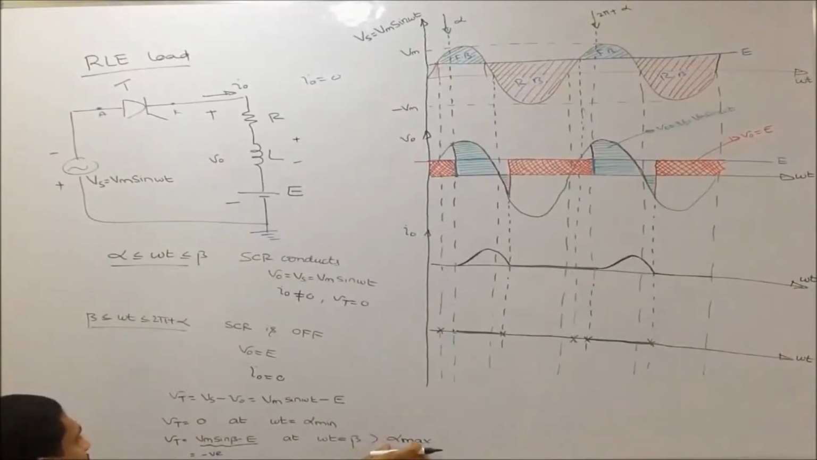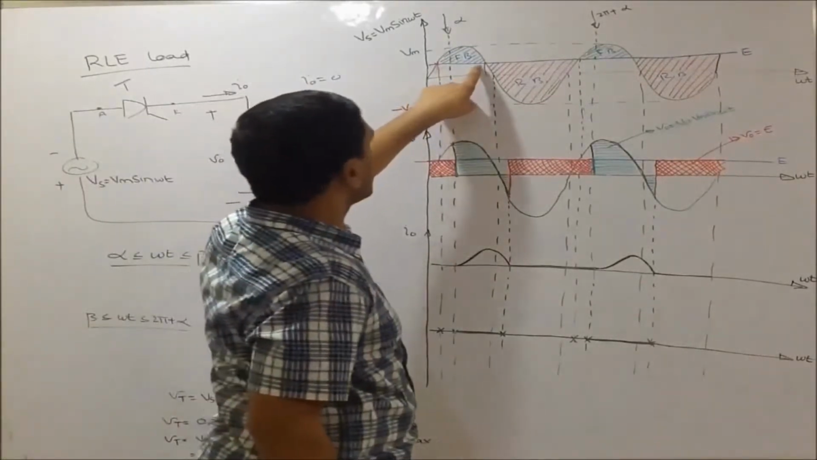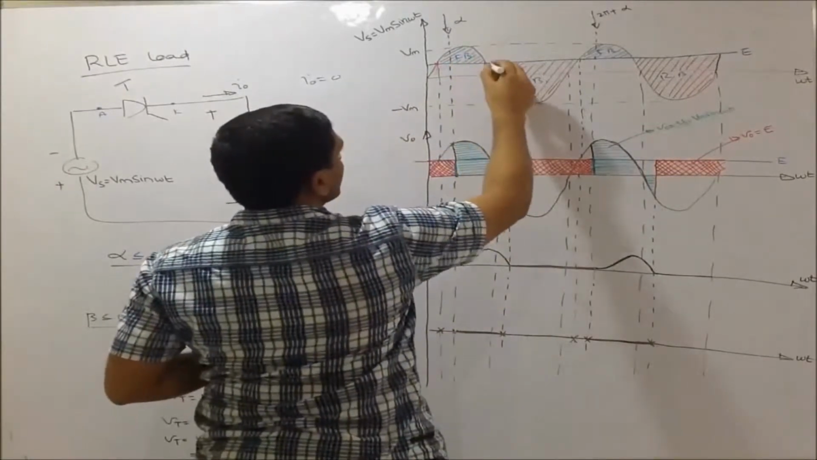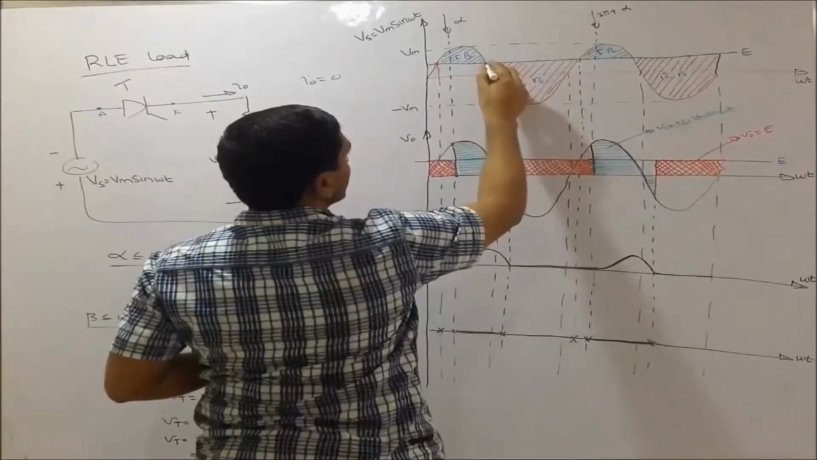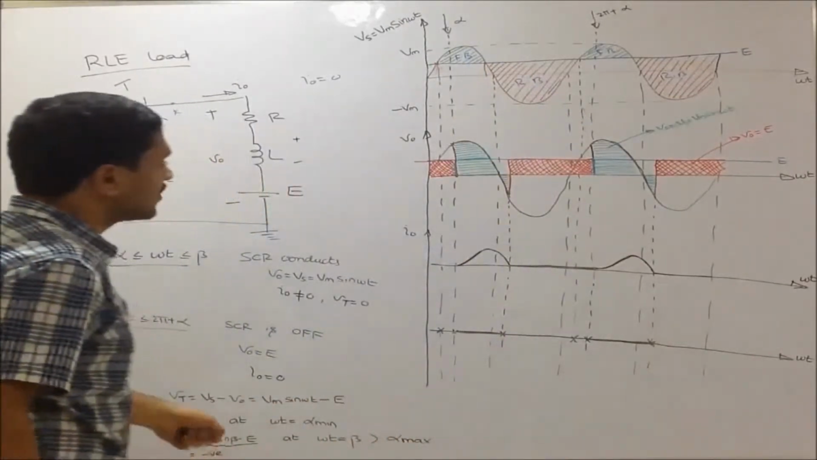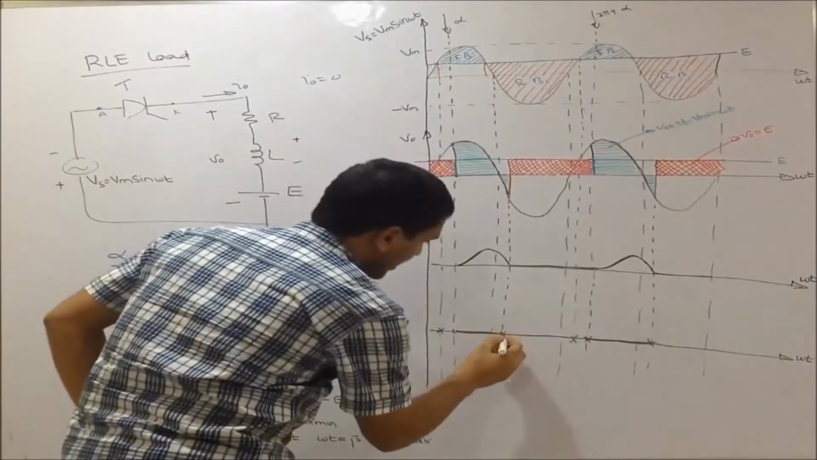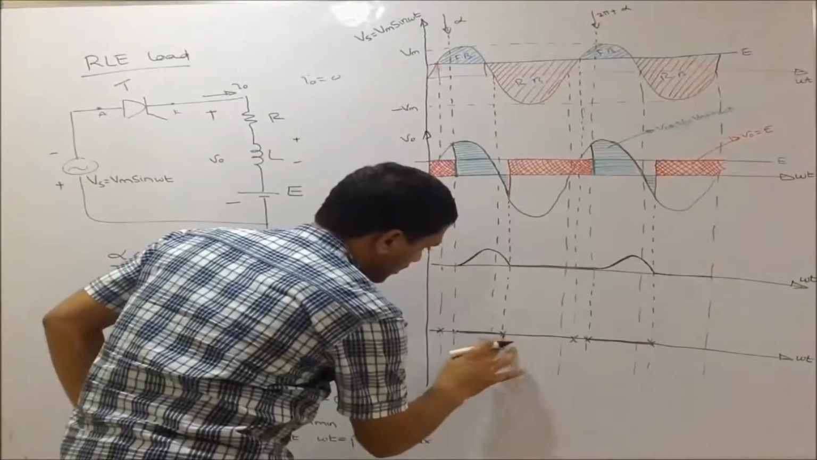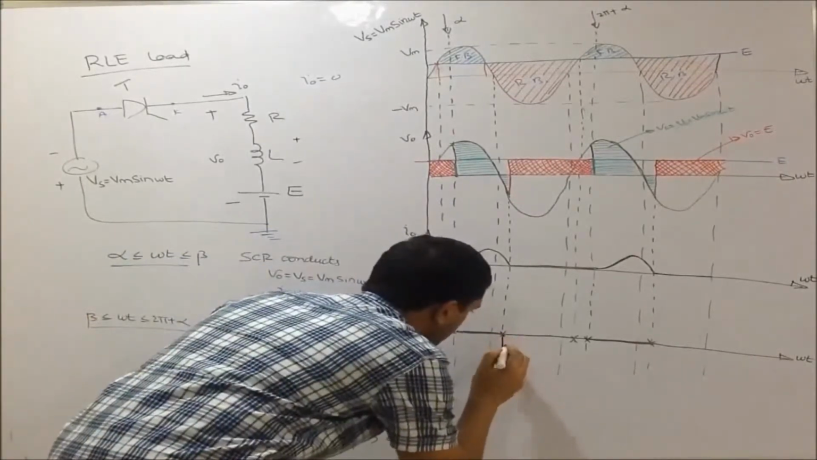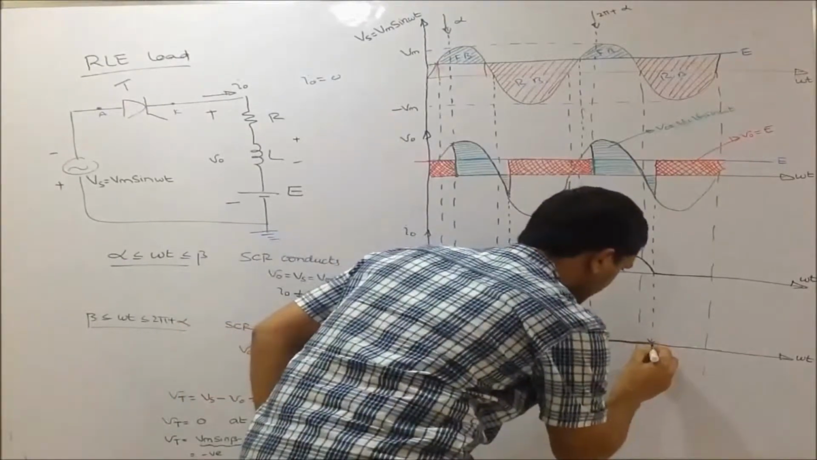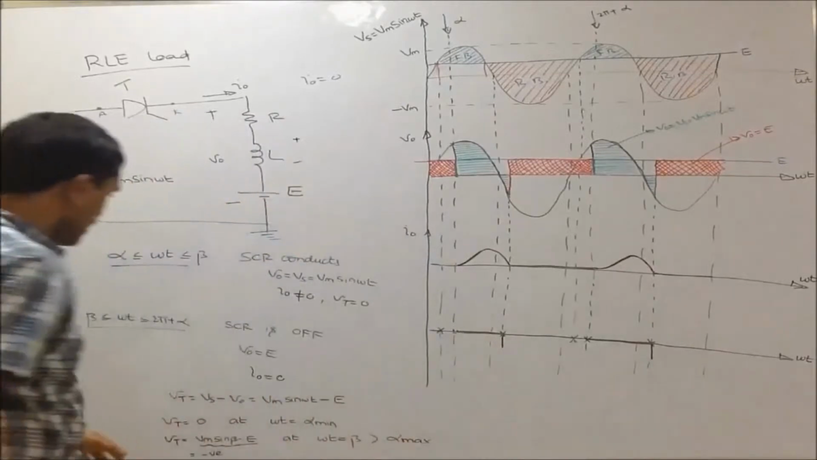But beta is greater than alpha max. At alpha max, Vm into sin omega t becomes E. If omega t is greater than alpha max, then what happens? The sine wave is coming below the E value, so this expression becomes negative. So the moment it is turned off, I will get some negative value. Here also. Just observe.